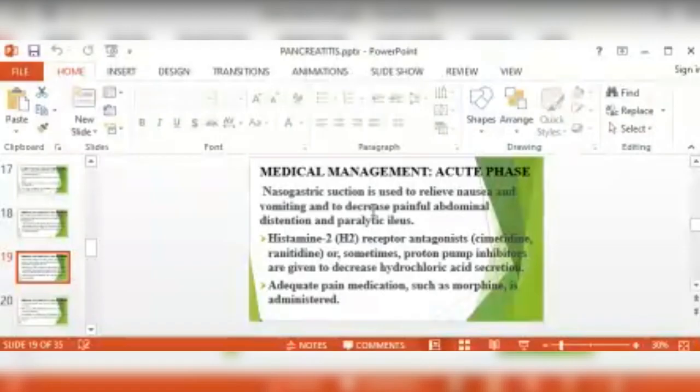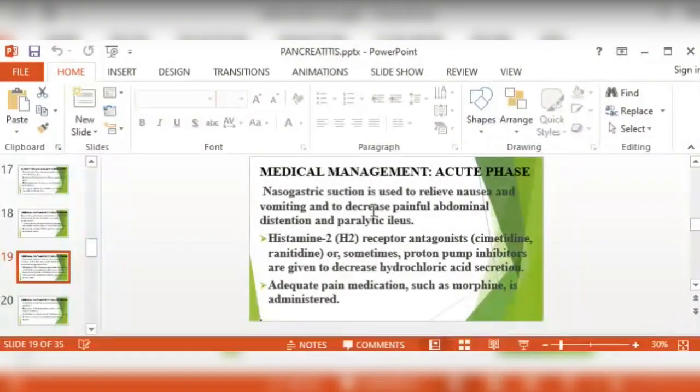Morphine is preferred to other painkillers like pethidine because you can give it even if the patient is in respiratory distress, or the patient is having a cardiac condition. It is safe as compared to pethidine. So that's why morphine is preferable.